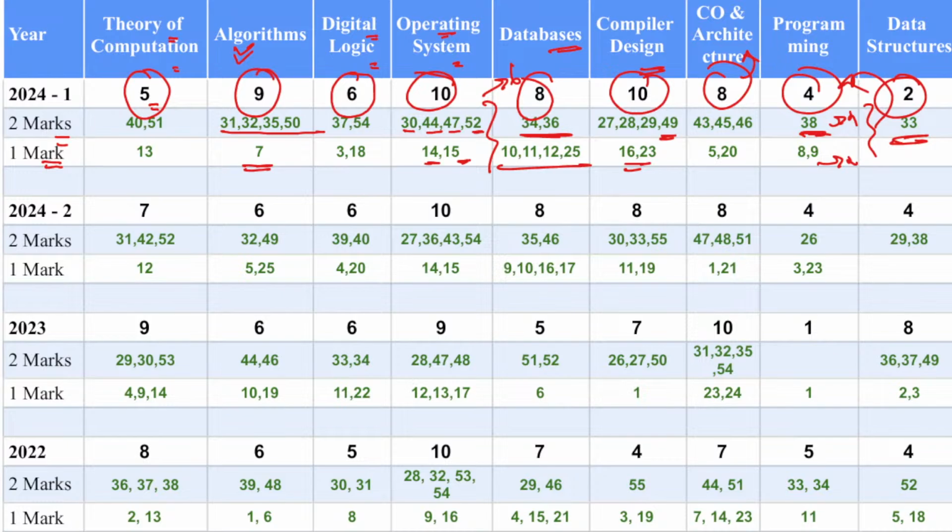Now if you see computer networks, it contains 9 marks. Three 2-mark questions came for 6 marks, and here 3 more. So total 9 marks were for computer networks. Questions 26, 48 and 55 came for 2 marks, and 6, 19 and 21 came for 1 mark. So computer networks also have a very nice weightage.